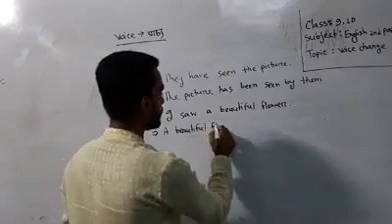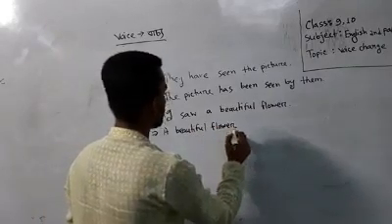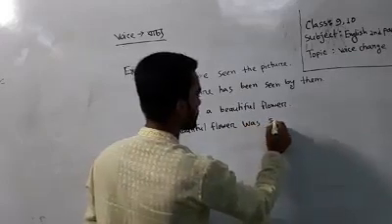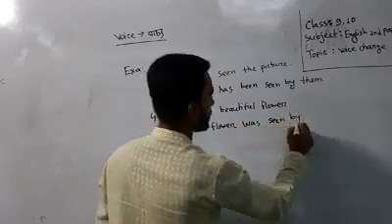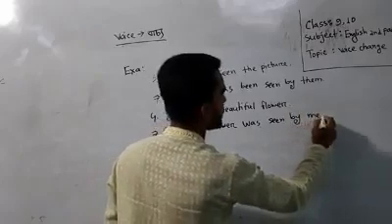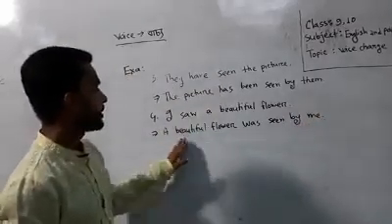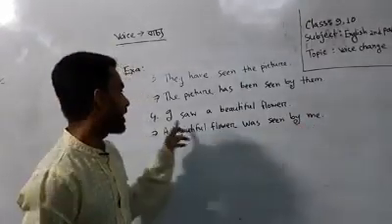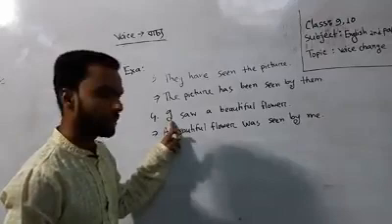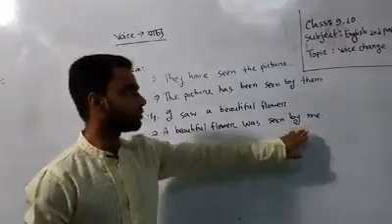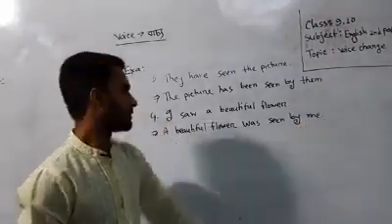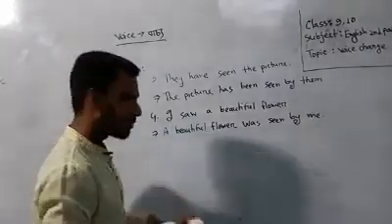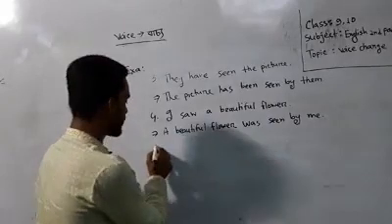A beautiful flower was seen by me. Here, I is the subject and the object form of I is me. So I have added me as object. I will go for another example for you for better understanding.